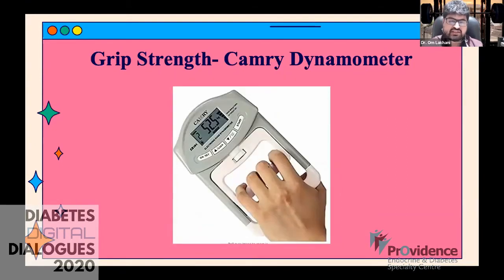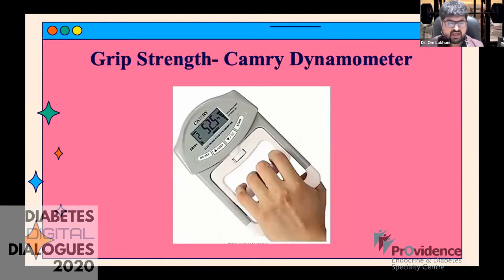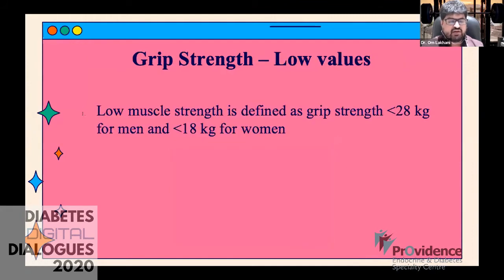And this is known as Camry's dynamometer. It's often a digital dynamometer. You will be able to purchase these very cheap devices, costing less than $1,000, easily on Amazon, and you can use this very easily. It takes again 20 seconds to make the assessment. A grip strength less than 28 kgs for men is considered low, and less than 18 kgs for women. The kg is what will be displayed in these dynamometers.